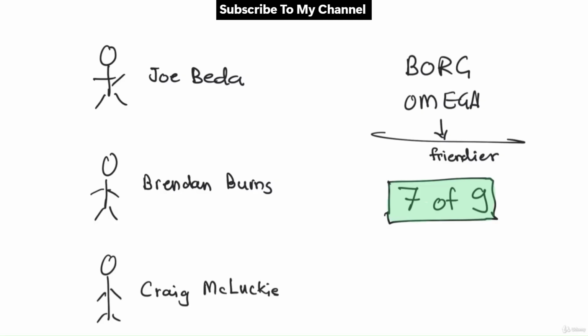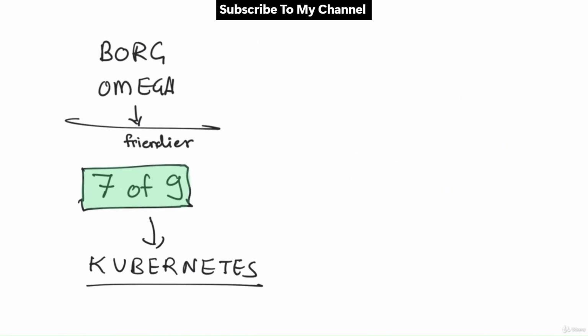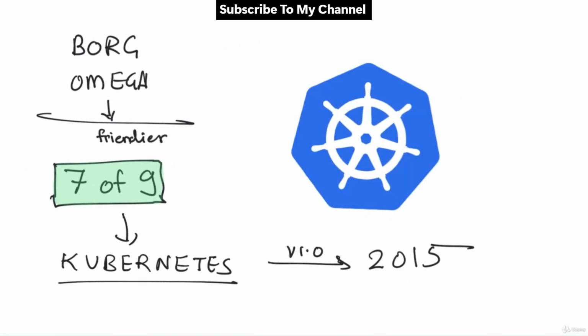And they did a great job at building a minimalistic container orchestration engine. And when they announced it to the world in 2014, they called it Project Kubernetes. And that's how Kubernetes was born. The first version of Kubernetes to be released was in 2015. And since then, it has been one of the most popular and one of the most contributed projects on GitHub.